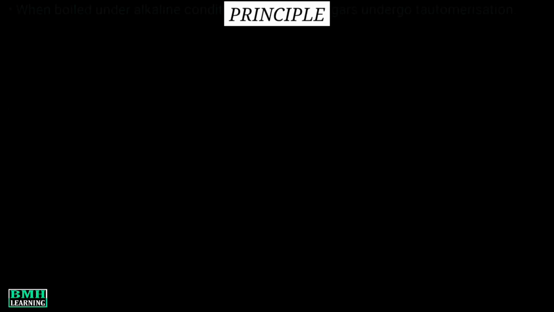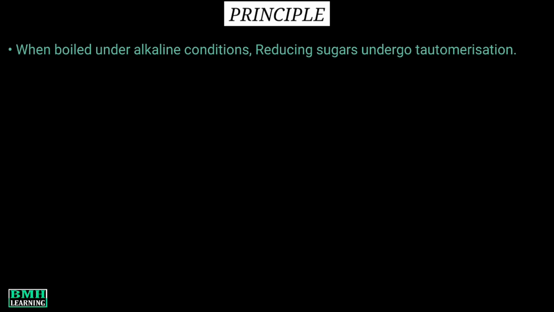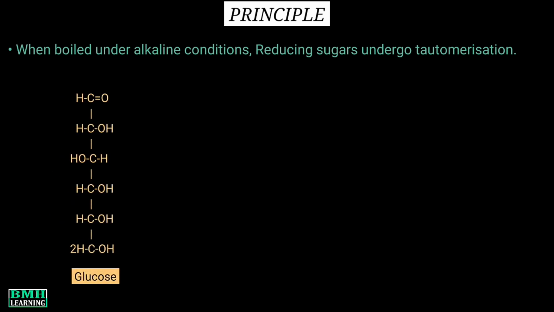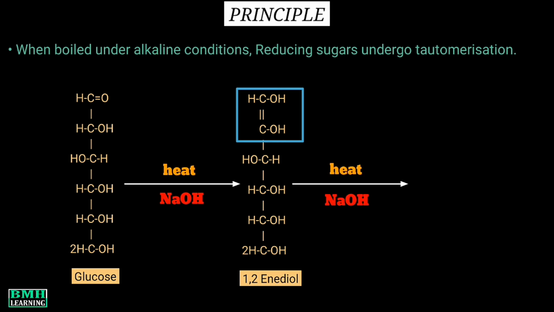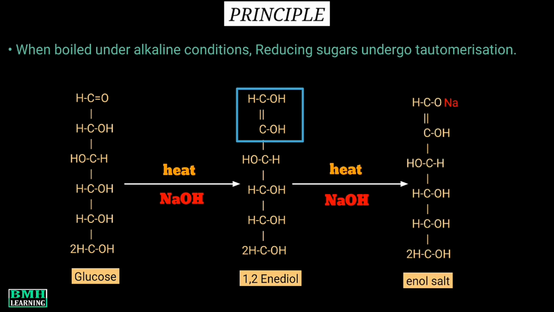Principle. When boiled under alkaline conditions, reducing sugars undergo tautomerization. For example, we can talk about glucose, which is a reducing sugar. So, when glucose is boiled under the effect of sodium hydroxide, the sugar undergoes tautomerization at the first and second carbon to form 1,2-enediol, which is further tautomerized to enol salt.